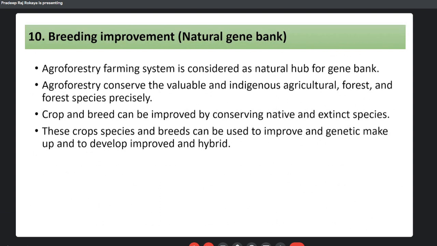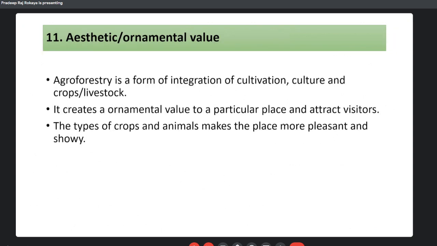Agroforestry farming system is considered as a national hub for gene bank. Agroforestry conserves the valuable and indigenous agriculture and forest species. Precisely, crops and breeds can be improved by conserving native and extended species. The crop species and breeds can be used to improve the genetic makeup, to develop improved and hybrid varieties.